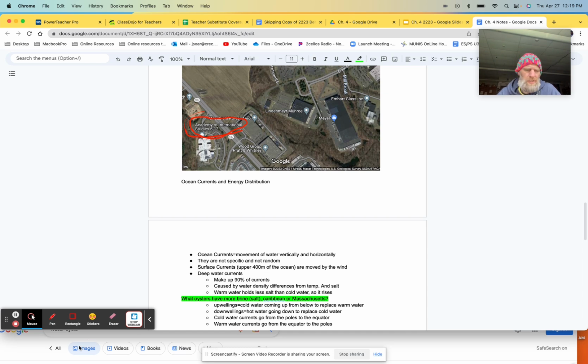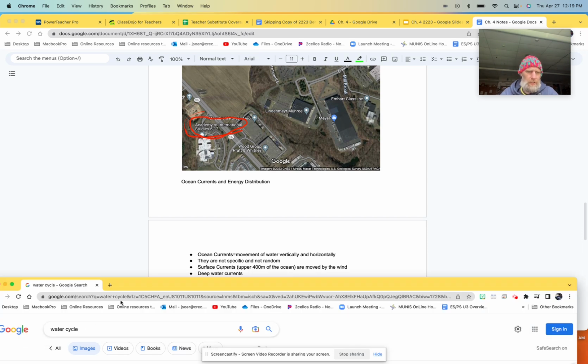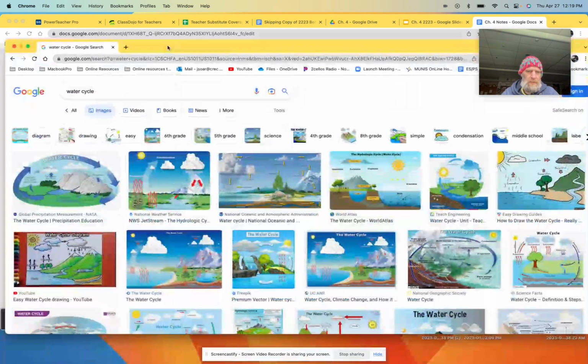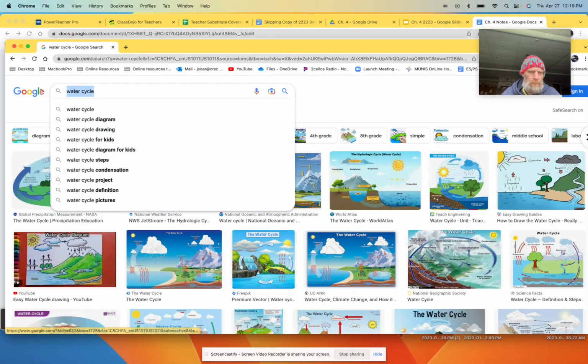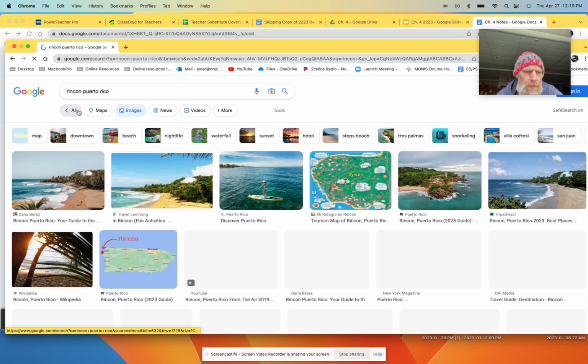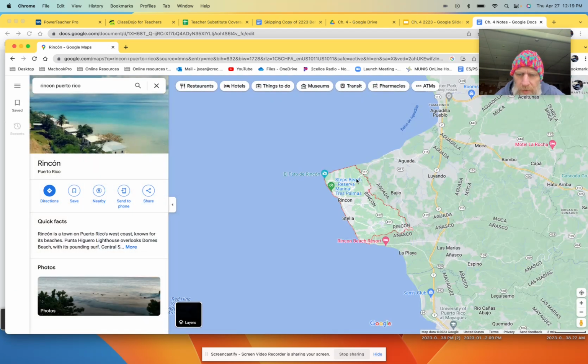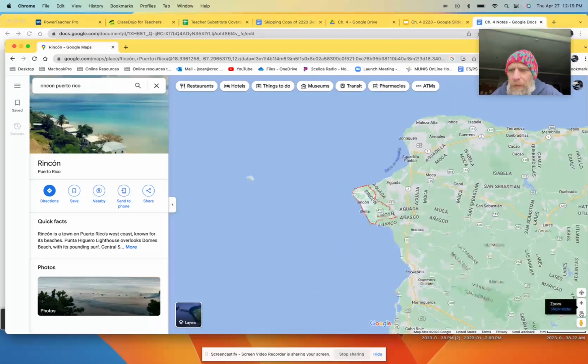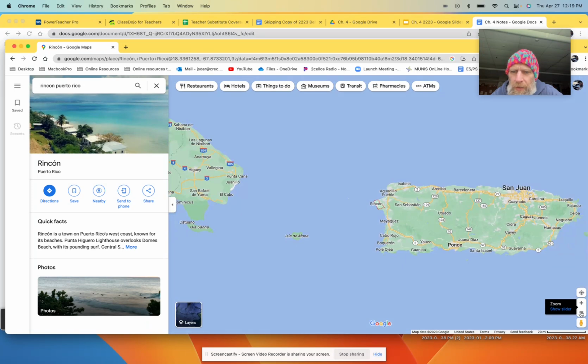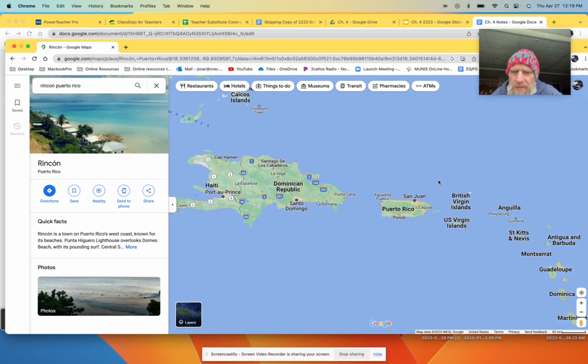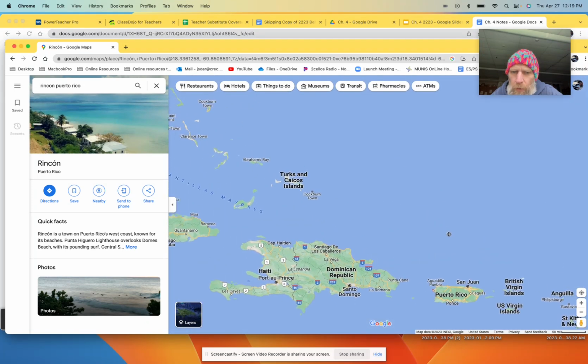I will show you something with this. Let me look up right here. Rincon, Puerto Rico. All right, we're actually going to go to maps. So right here is Rincon, Puerto Rico. Rincon, I think in Spanish, means corner. So this place is crazy for waves.